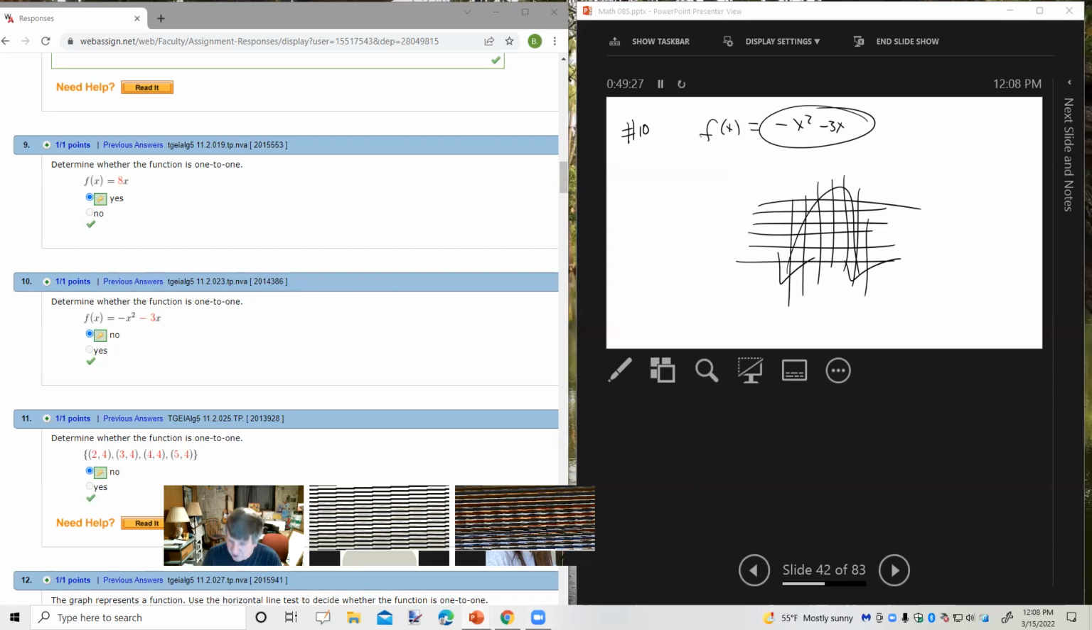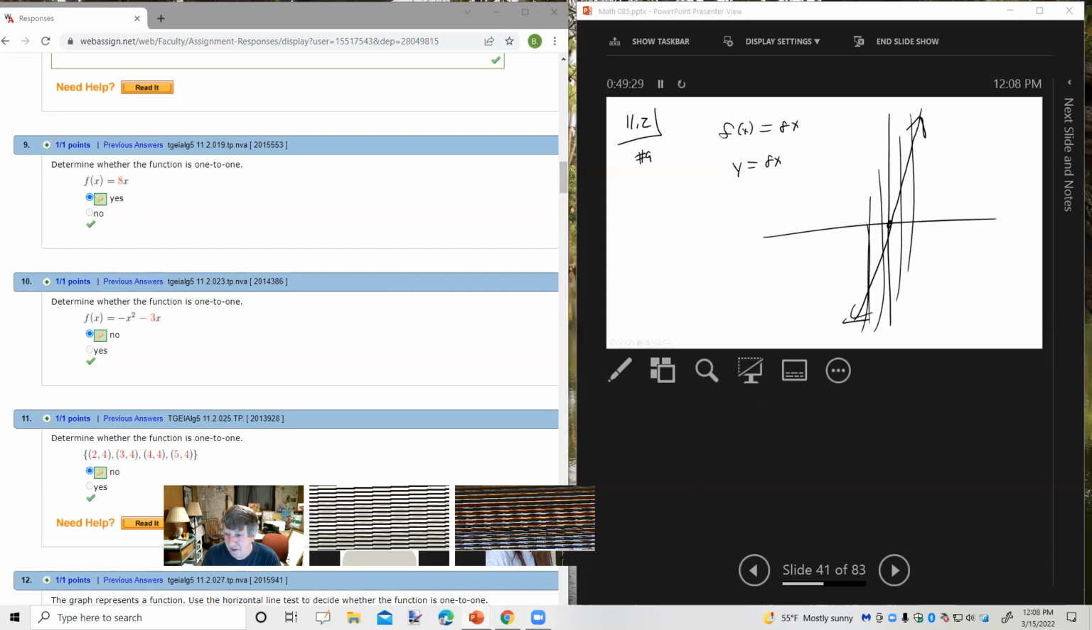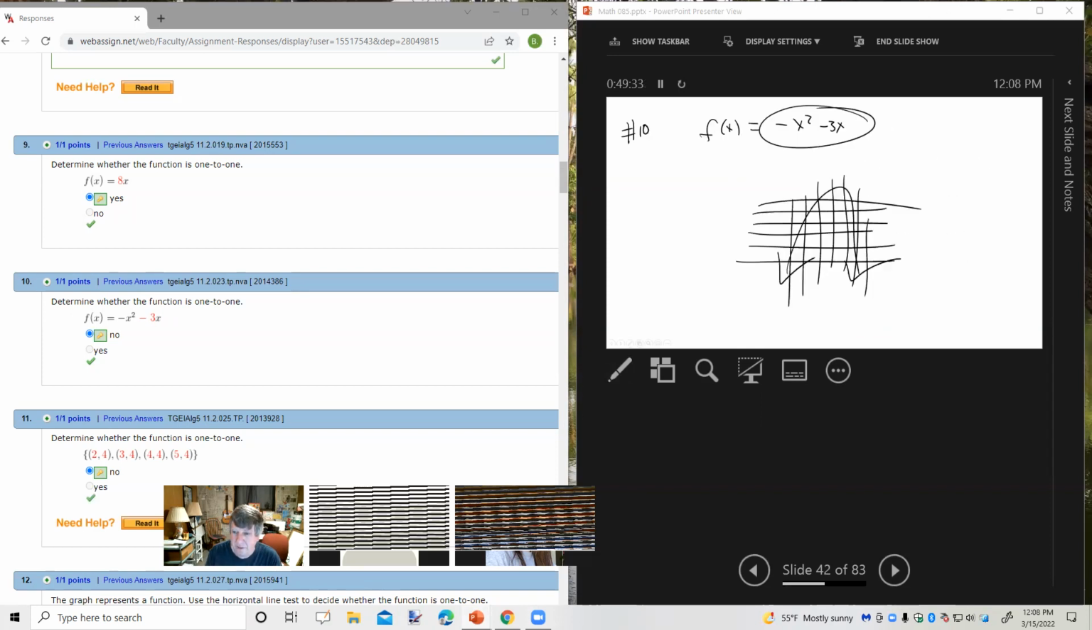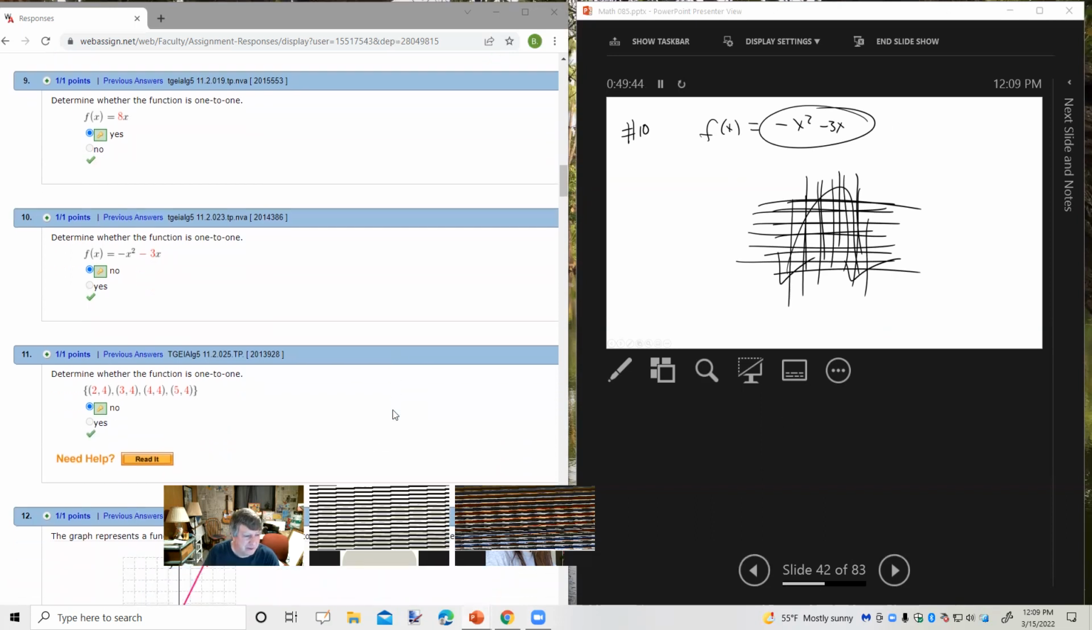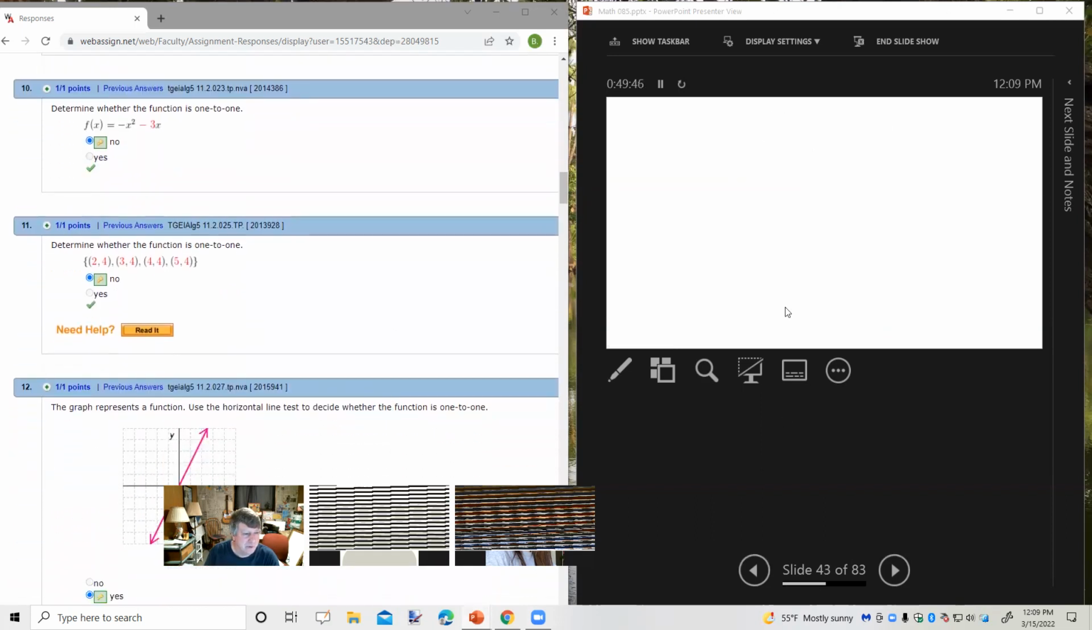All right, let's go back. So this is a function and it's 1-to-1. This is a function, but it is not 1-to-1. Now let's take a look at 11. Determine whether the function is 1-to-1. If it's 1-to-1, for each x, there is only one y. And for each y, there is only one x.